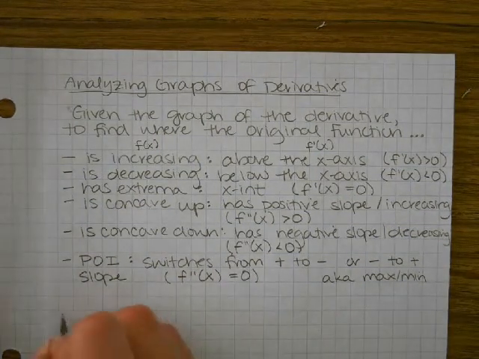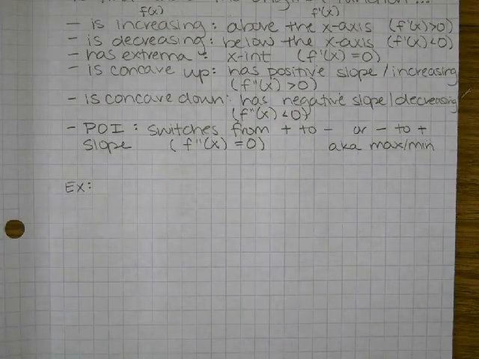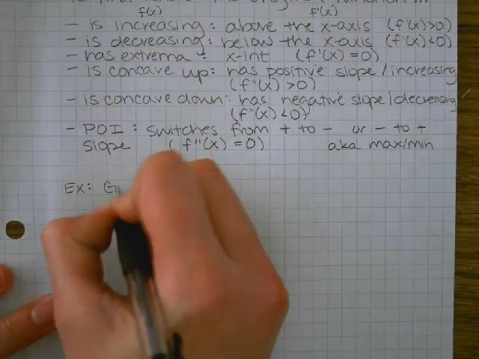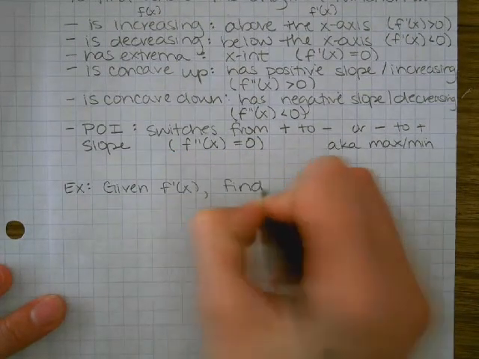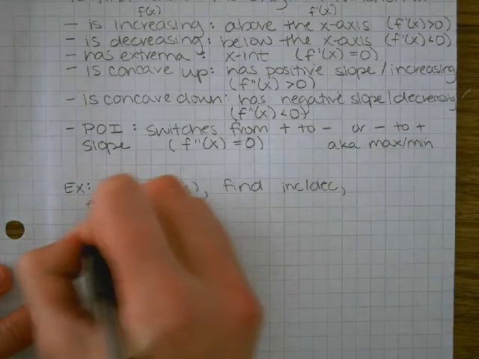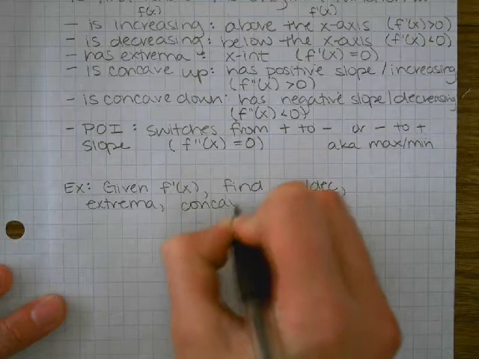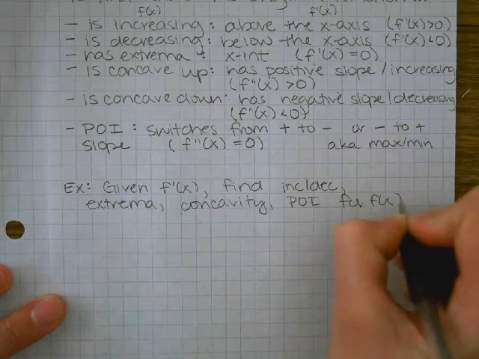Okay. So for these examples, we just want to make sure that we can find all of those things that we're looking at. So I'm going to give you a graph of the derivative. So given f prime of x, find the increasing and decreasing intervals, the extrema, the concavity, and the point of inflection for the original function.